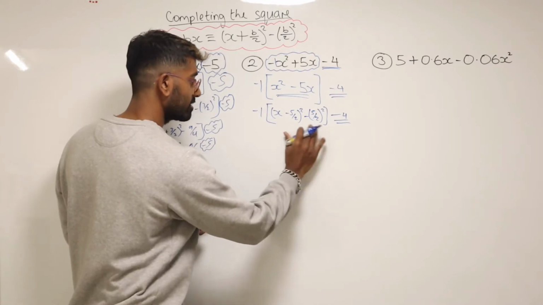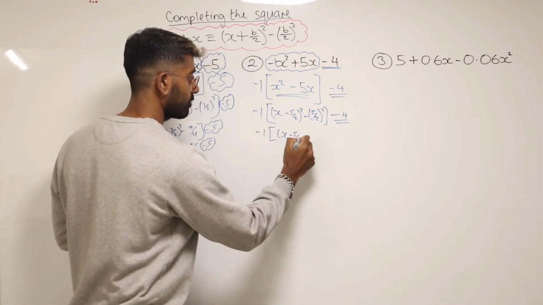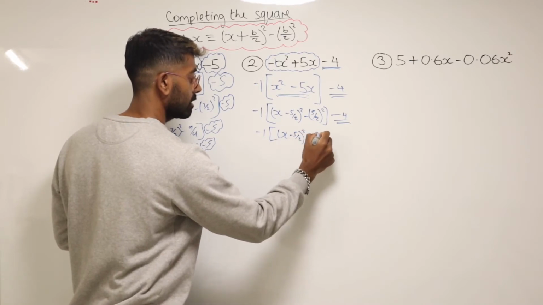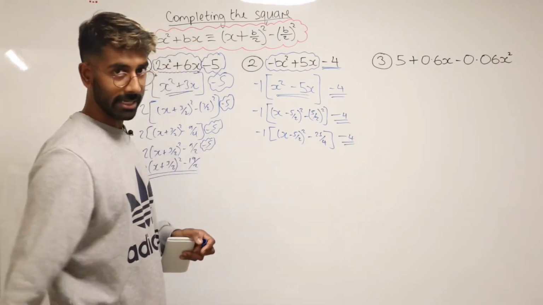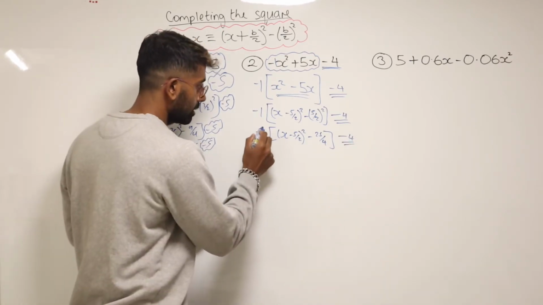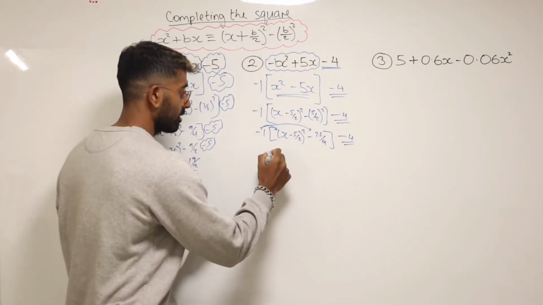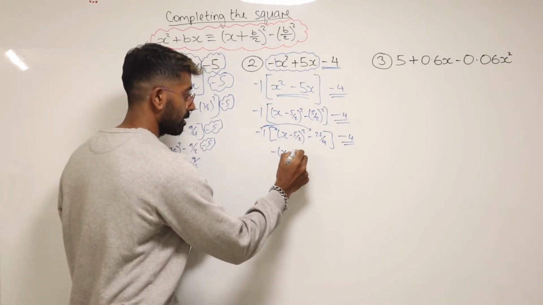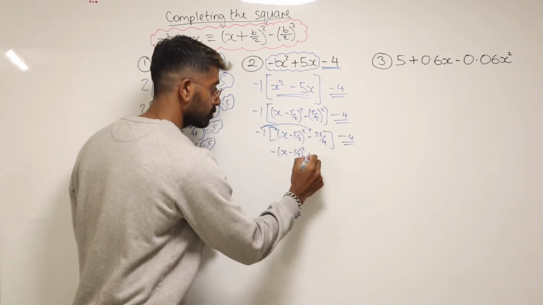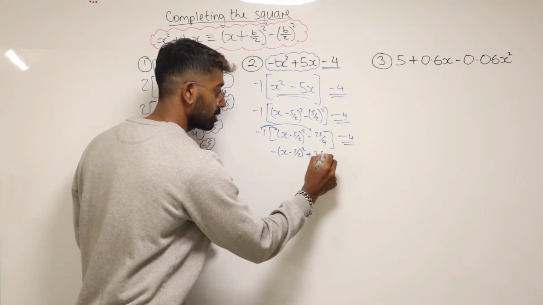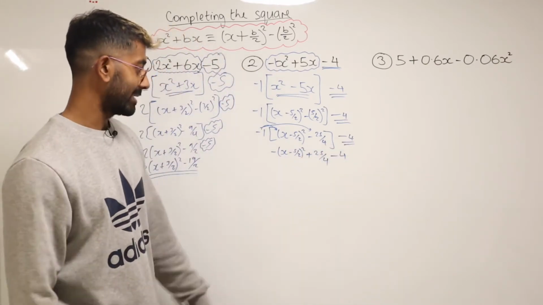We'll neaten up whatever's in the bracket here, so minus 1, and then we've got x minus 5 over 2 squared minus 25 over 4, and then you still got that minus 4 on the end. Next, just multiply through by that minus 1. So we'll have minus all of that bracket there. But then minus 1 times this, we'll change that to a plus 25 over 4. And then put in that minus 4 that was still on the end.